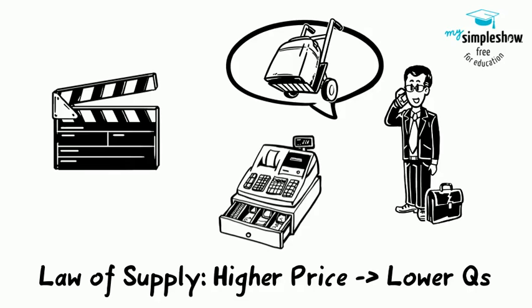Economists call this positive relationship between price and quantity supplied the law of supply. A supply curve is a graphic illustration of the relationship between price, shown on the vertical axis, and quantity, shown on the horizontal axis.